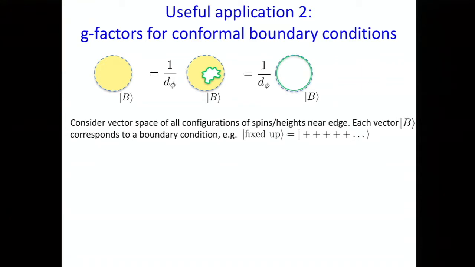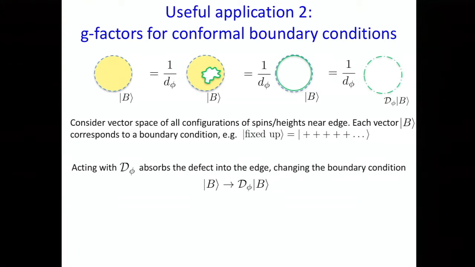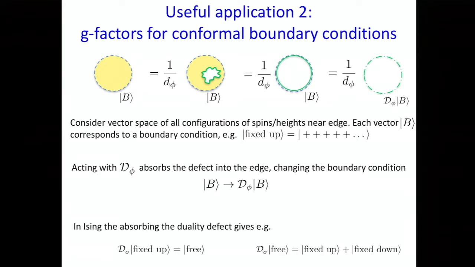Now, the D I wrote down in the previous slide is just some operator, D sub phi or D sub sigma. So all I have to do now is absorb the defect in the edge, if you wish, by acting with this operator. It sends this boundary condition to some other boundary condition, just by gluing it to the edge. And so we've now related the partition functions of the two.